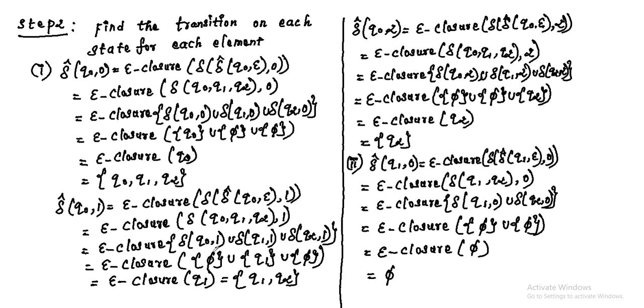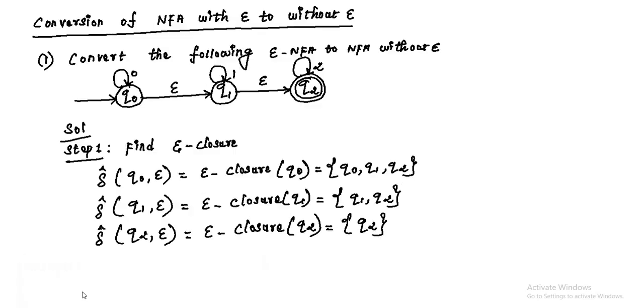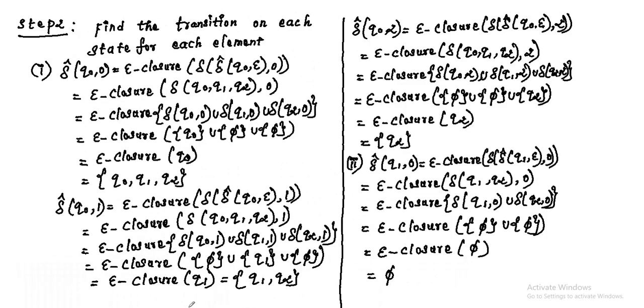Then apply the union operation, null union q1 union null. Here you will get q1. So epsilon closure of q1, look at the first step. Epsilon closure of q1 is q1, q2. Here you write q1, q2, and the last input is 2.